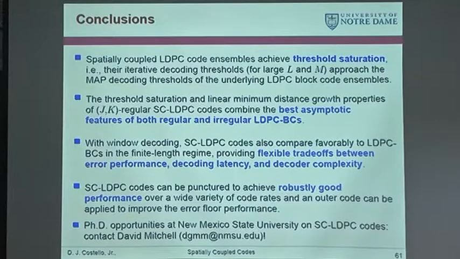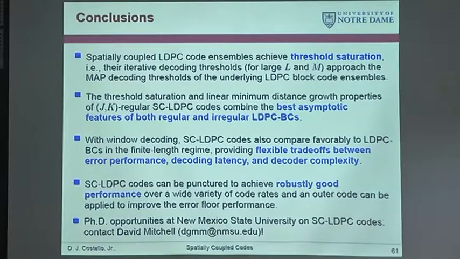and you get flexible trade-offs between the performance, the latency, and the complexity, as we showed in several different ways. They can also be punctured to get robustly good performance for a certain range of higher rates. And it looks like using an outer code can be beneficial, particularly if you're interested in measuring the block error rate of these blocks of target bits as they come out of the window decoder.